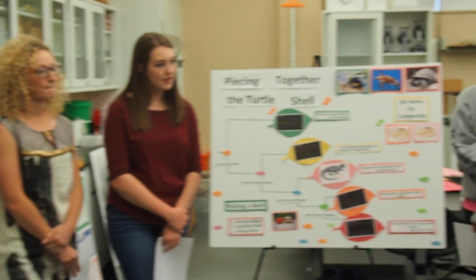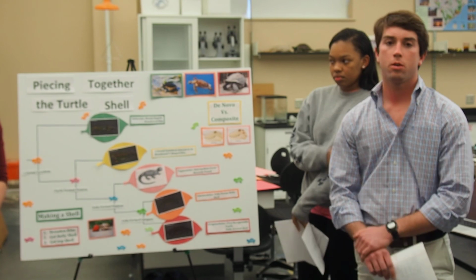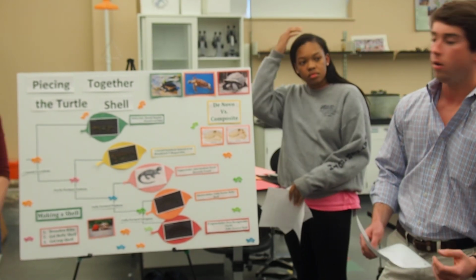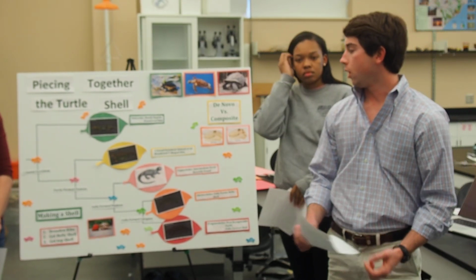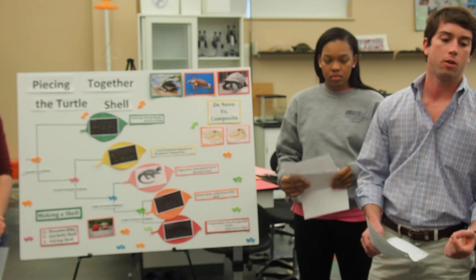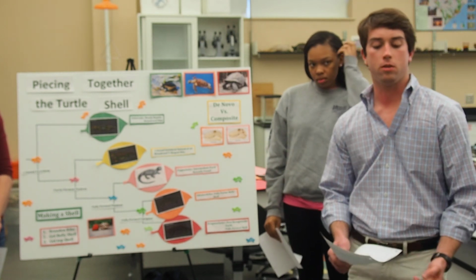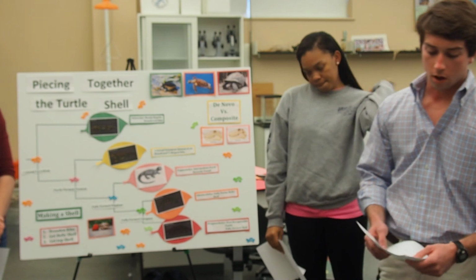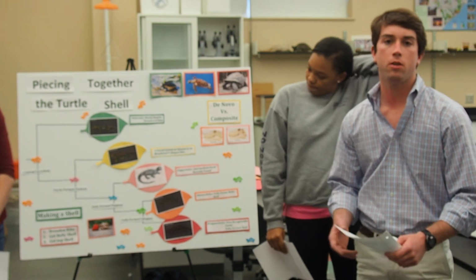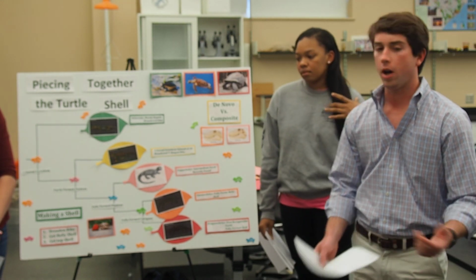So now we've talked a little bit about the transitional forms of turtles. You kind of got an idea of how that looks. So now we want to talk a little bit about some hypotheses as to how the turtle's shell formed. There are basically two hypotheses. The first one is called the composite model.